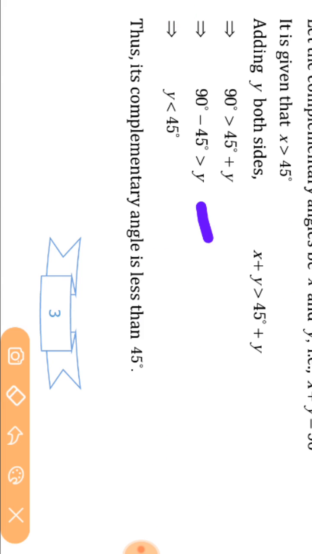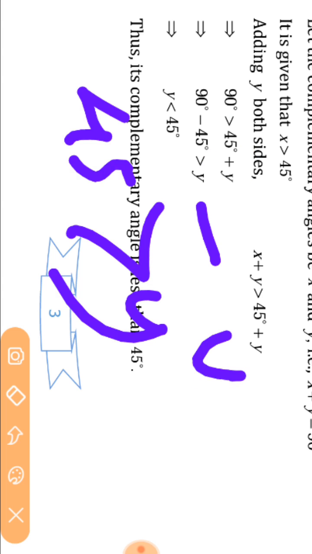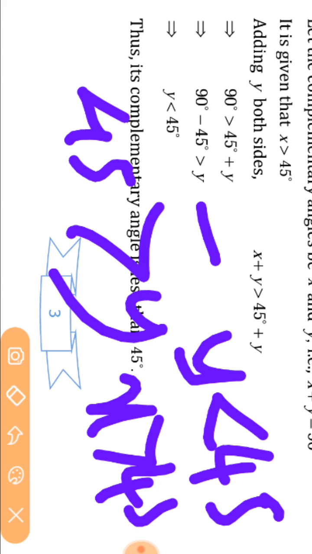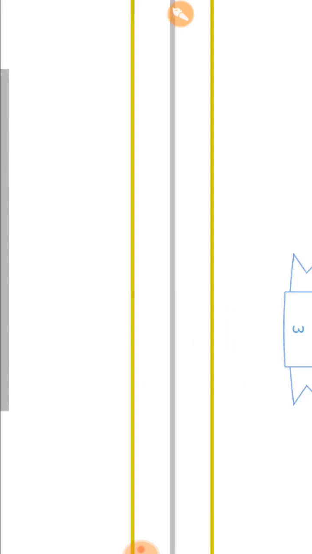90 degrees. So I am transferring this 45 to this side. It gives subtraction because here it is addition. 90 minus 45 gives 45. So 45 is greater than y. That means y is less than 45. If x is greater than 45, the other is less than 45. So one is more, one is less here. So next question.